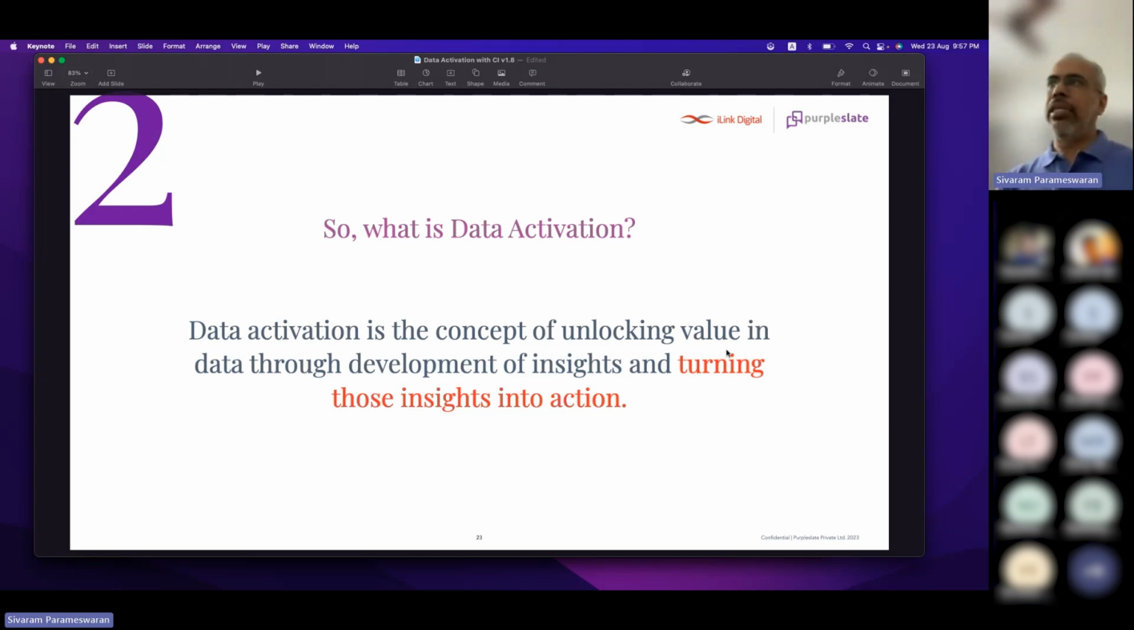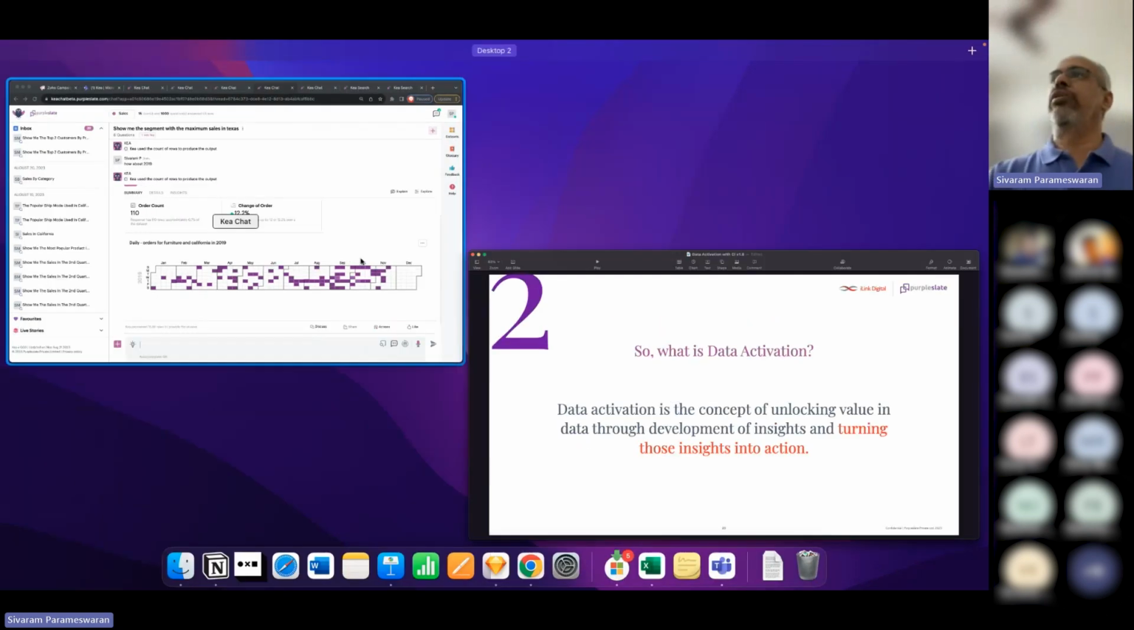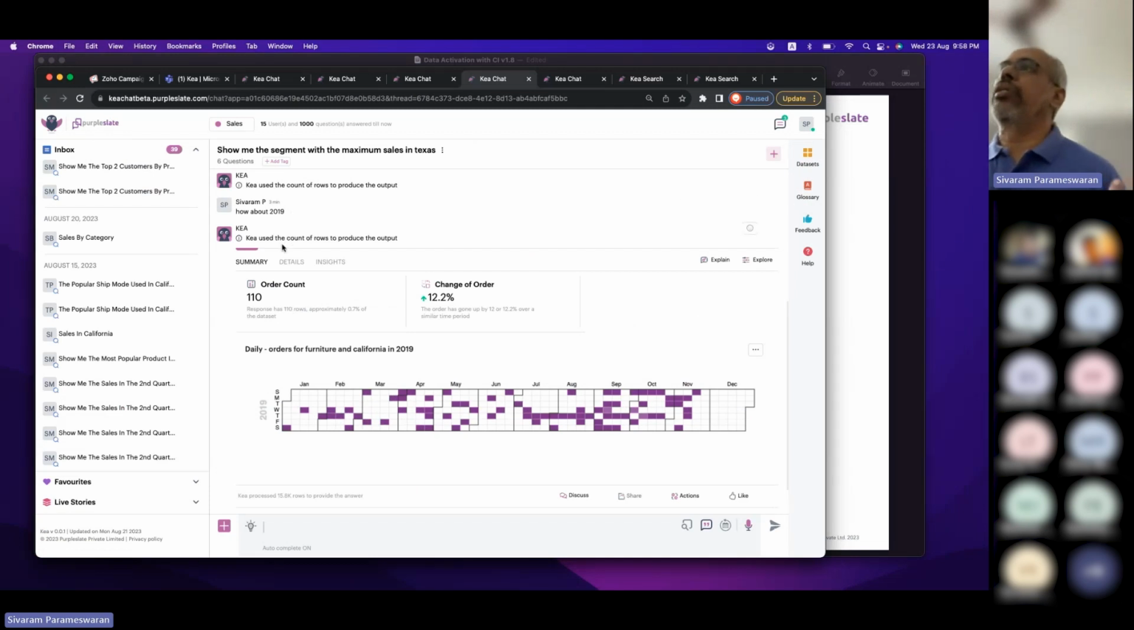When you have data insights, at the end of the day, we consume information for a business need, either to take a decision or take an action. So data activation helps you with the last step, which is how do you convert this information or insights to take an action? Say, for example, in the previous question, there are 110 orders for furniture in California. So what do I do with this? It's not that people stare at these numbers and feel good about it. There is something we need to do.